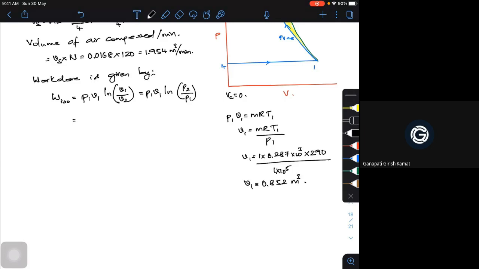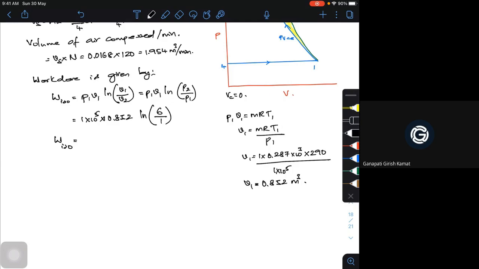Let's go and substitute here. So this will be 1 into 10 to the power of 5 into V1 is 0.832 into ln of, either I can go with V1 by V2 or directly P2 by P1. So P2 by P1 is actually how much? It is 6 bar. So 6 divided by 1.